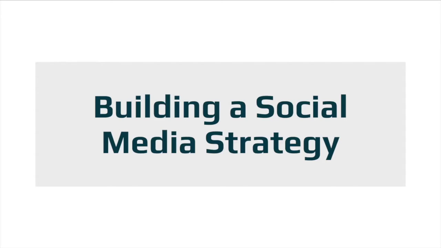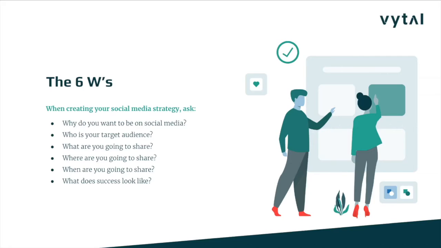The first step of social media marketing is building a strategy. Without understanding your brand's goals and target audience, it becomes hard to achieve results on social media. When creating your social media marketing strategy, ask yourself the 6 W's. Why do you want to be on social media? Who is your target audience? What are you going to share? Where are you going to share? When are you going to share? And what does success look like? These questions help determine your goals, the platforms you plan to focus on, and the type of content you want to share.